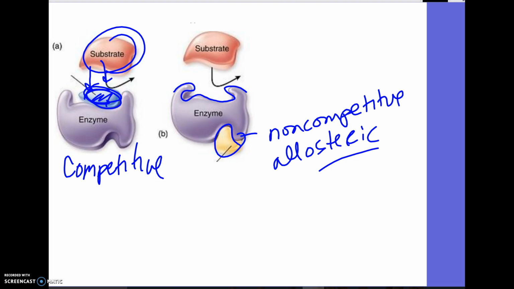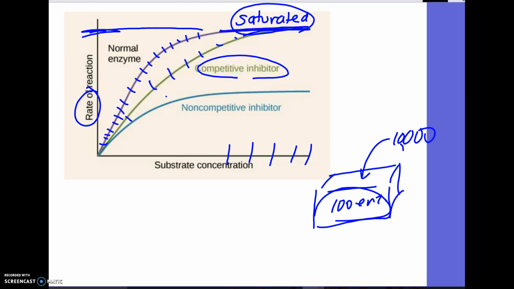So if I had 100 enzymes in my little diagram previously, if I add 50 non-competitive inhibitors, basically 50 of my enzymes are going to get shut down. Their active site doesn't work anymore. It's not going to matter if I add more substrate because I now have fewer enzymes working, because every one that bound to a non-competitive inhibitor, its active site is closed.